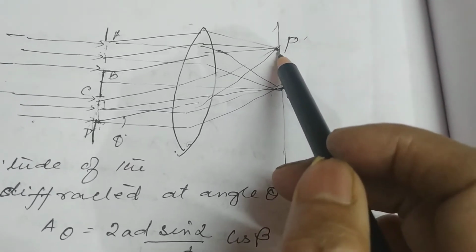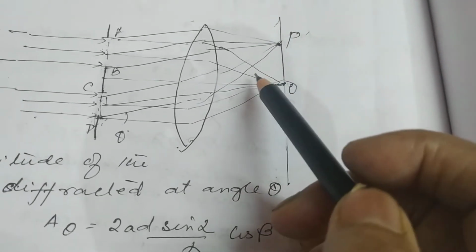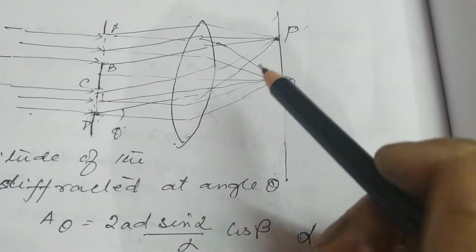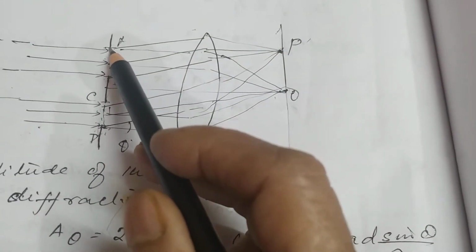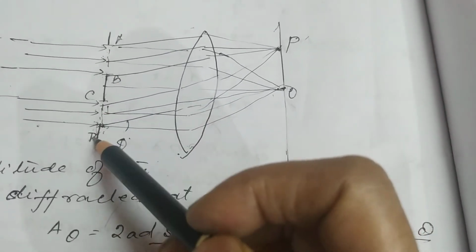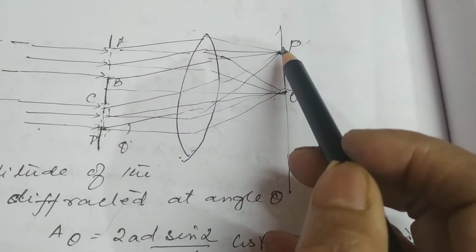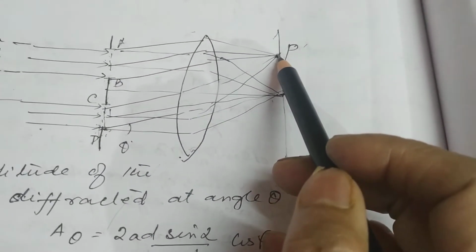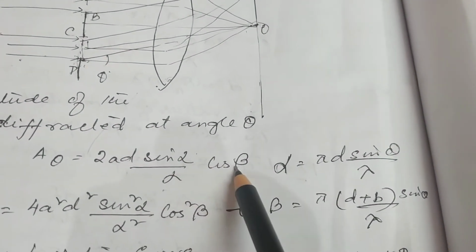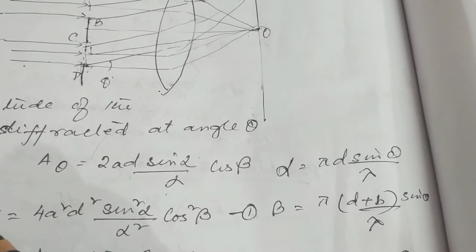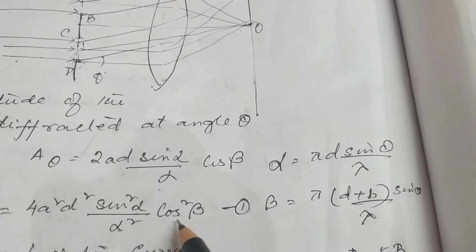So what will be the intensity at P? I am interested in that. Here again you need not know the derivation, just the final result. The amplitude of all the rays coming from the wavefronts AB and CD, in the parallel beam diffracted at an angle theta, converging at the point P, will be 2AD sine alpha by alpha into cos beta, and the intensity will be its square, so 4A square D square sine square alpha by alpha square cos square beta.